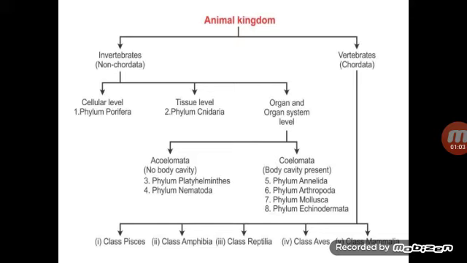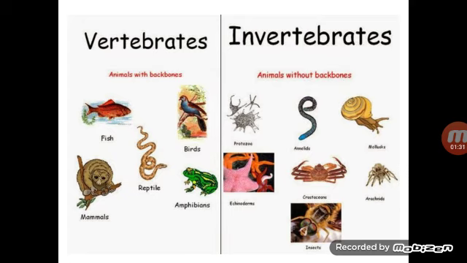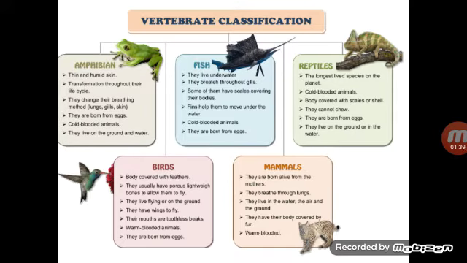Chordata has 5 classes: Pisces, Amphibia, Reptilia, Aves and Mammalia. Today we are covering these 5 classes of vertebrata. Of 9 phyla, 8 phyla are in invertebrata, and the last one, chordata, is in vertebrata. This is the slide which shows different organisms, vertebrates and invertebrates. Let's come to the main characteristic features of vertebrata.